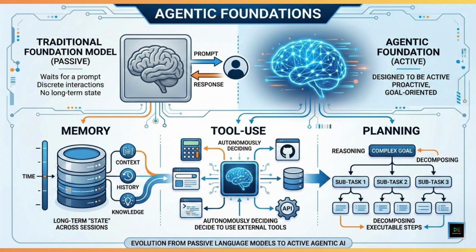Finally, we are seeing the rise of agentic foundations. A traditional foundational model is passive. It waits for a prompt. An agentic foundation is designed to be active, maintaining a long-term state across different sessions. The model can autonomously decide to use a calculator, a web browser, or a GitHub repository, decomposing a complex goal into smaller executable subtasks.